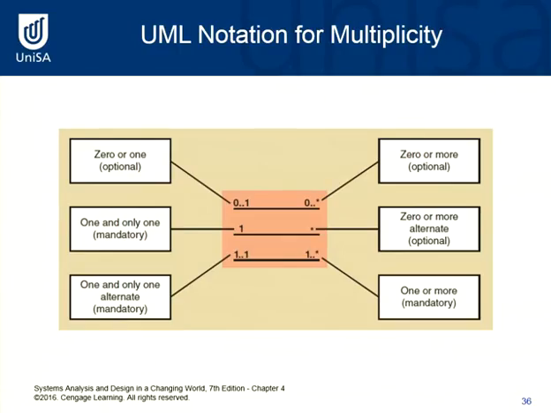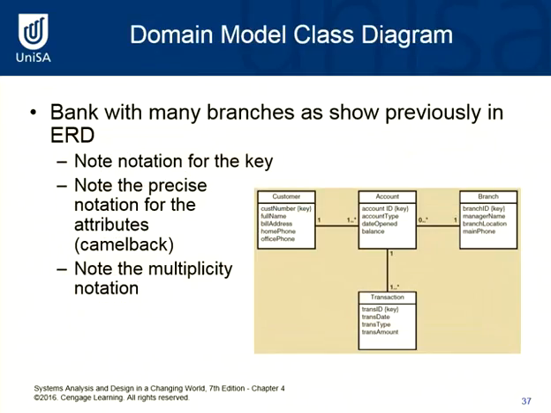What's the UML notation for multiplicity? You can see it's given right there, and how it's represented if you need to show it in your domain model class diagram. And you do need to show it. It's really important to show the multiplicity and how the domain classes are engaging, or how the relationship exists between those particular domain classes.